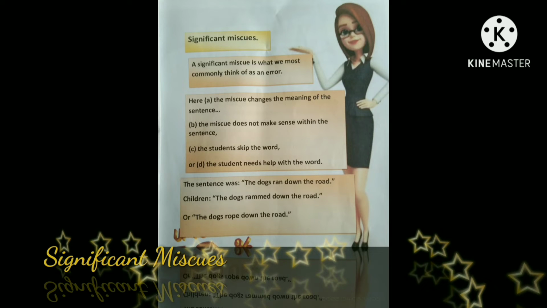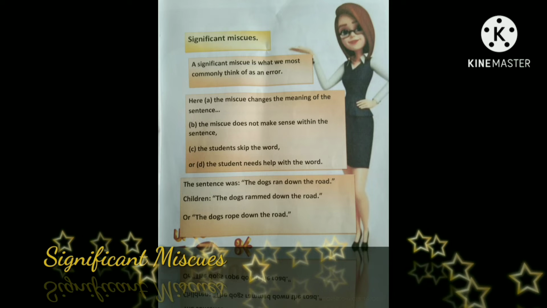Significant miscues. A significant miscue is what we most commonly think of as an error. Here, A. The miscue changes the meaning of the sentence. B. The miscue does not make sense within the sentence. C. The students skip the word. Or D. The student needs help with the word.